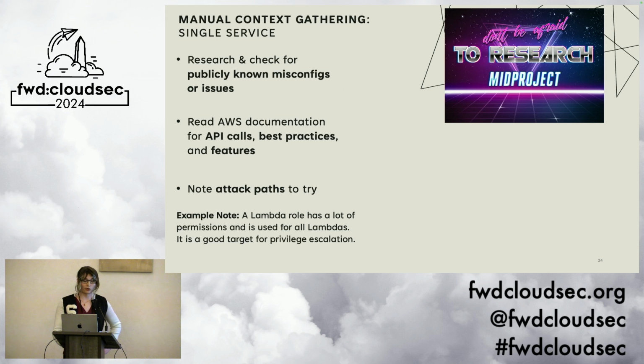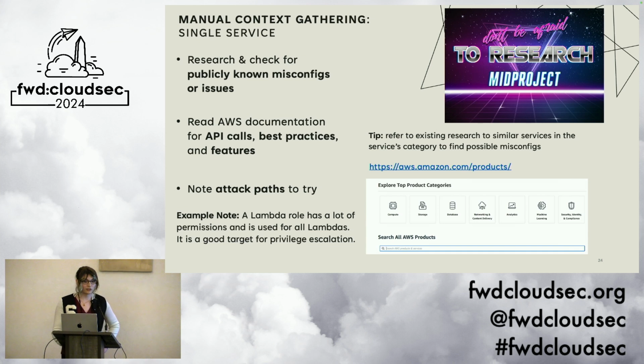And of course, there are some services that are brand new and don't have any research associated with them. A tip that I like to use for that is to look at what I call adjacent services, so services that are in the same category, where you might be looking at a compute service and look at other compute services that do have research. And when you're looking at that research, you might find things that overlap or would be applicable to the service you are now testing or looking for misconfigurations for.